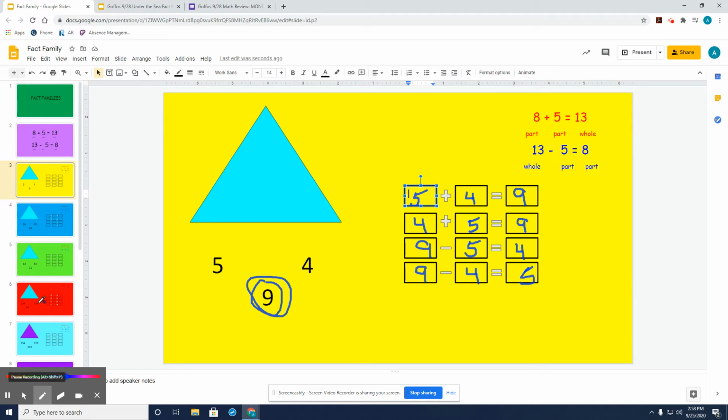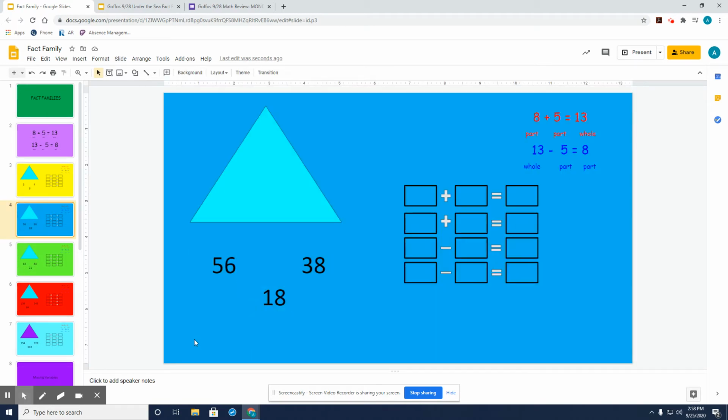So let's go ahead and look at another one. So we have 56, 38, and 18. Again, my little reminder up here in the right corner. Okay. So again, with addition, I'm going to choose a part. So I'm going to do 18, and then another part, 38, and then my largest number is going to be on the other side of the equal sign, so 56. So 18 plus 38 is 56. And I can go ahead and fill in my 56 down here for my other addition problem because I know my larger number, that's what it's always going to equal. And then I can just flip my 38 and my 18.